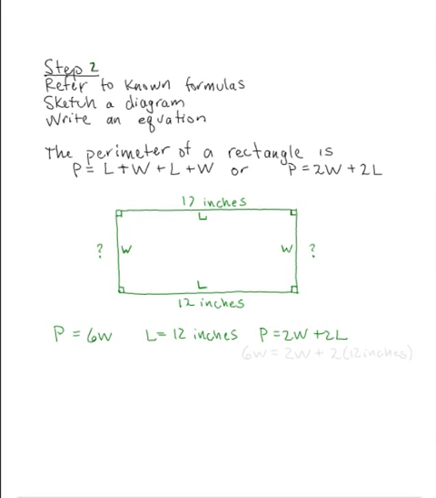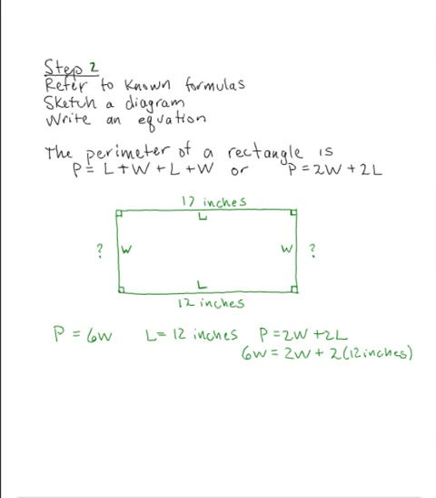So starting with P is equal to 2W plus 2L, we know that the perimeter P is actually equal to 6W. So let's rewrite this formula and make substitutions. Instead of P, we're going to write this as 6W. We can leave 2W as it is, because remember, our goal here is to get an equation with only W in it. And then we'll add twice the length. Well, the length we know is 12 inches. Okay? So, with that, we have now completed step 2.